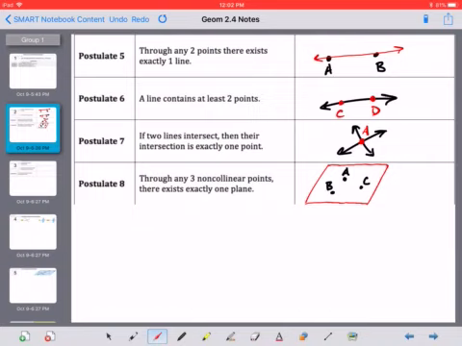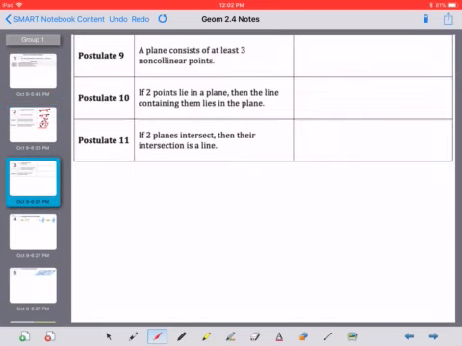Okay. Postulate 9 tells us that a plane consists of at least 3 non-collinear points. So now we are starting with the plane, and in that plane there has to be at least 3 non-collinear points. Very similar to the last postulate, but now it's starting with the plane and saying there's got to be at least 3 non-collinear points in that plane.